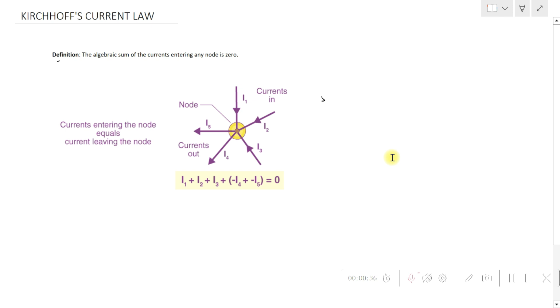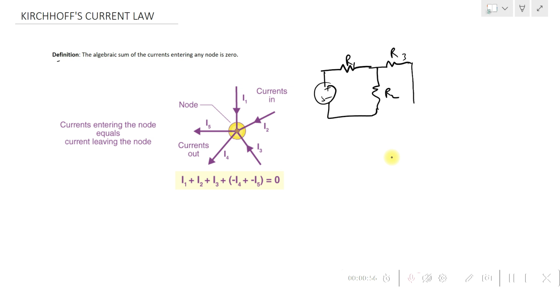Now, what do we mean by node? A node is a point in an electrical circuit where two or more branches meet. For example, let's consider a circuit like this, and we have a voltage source here, and say R1, R2, and R3. Now, this is the point where you can see the branch 1, this branch, and this. All these three branches are meeting here. It means this is a node in an electrical circuit.